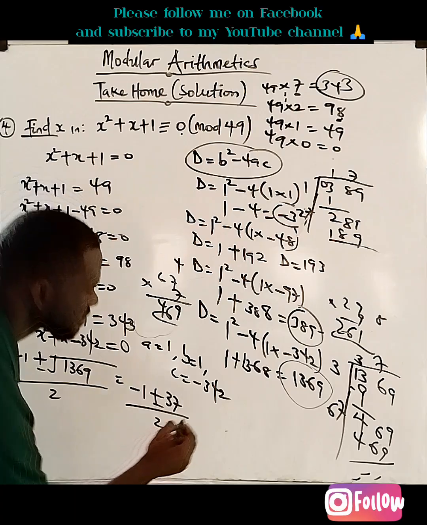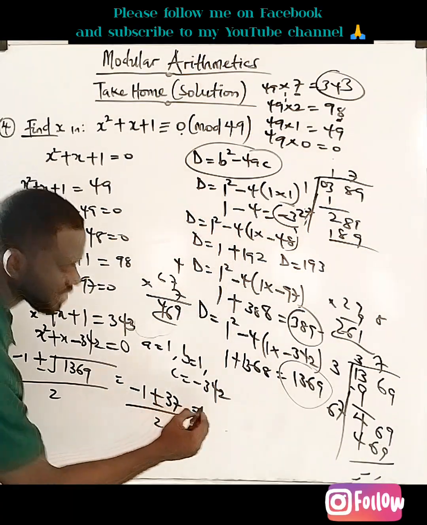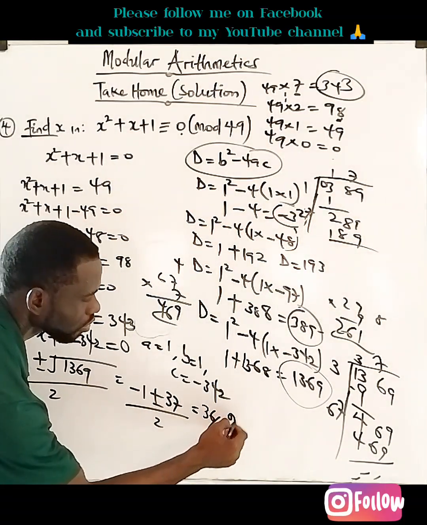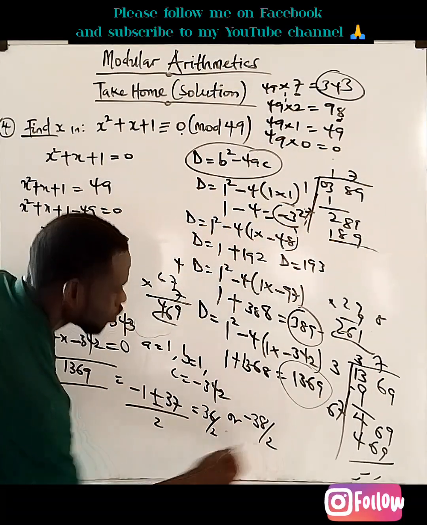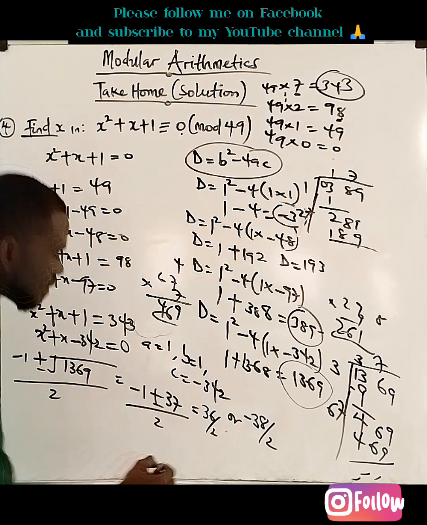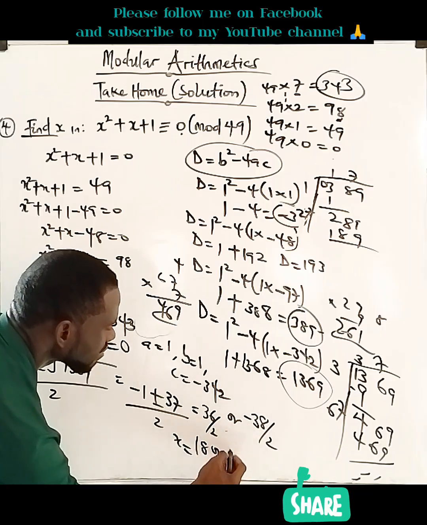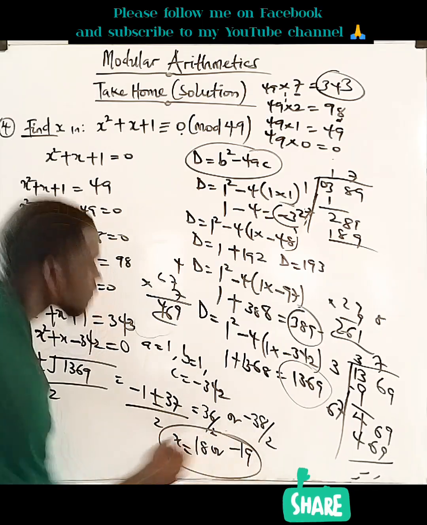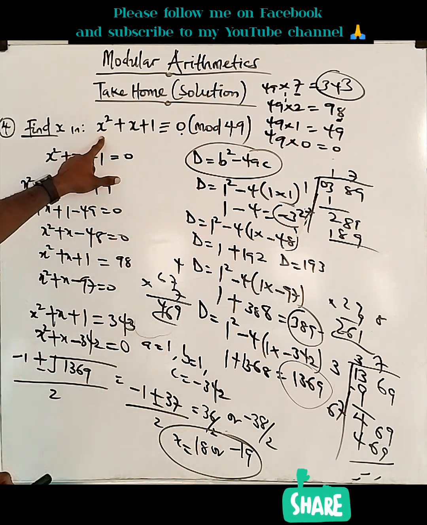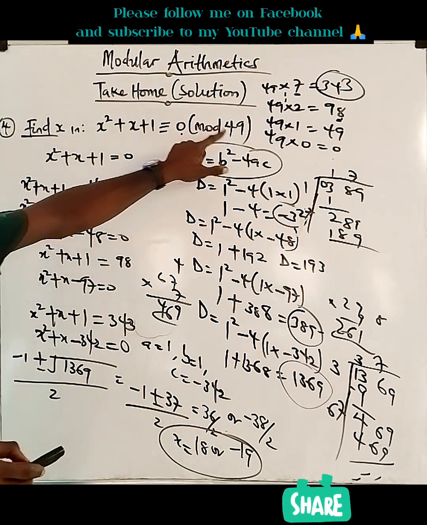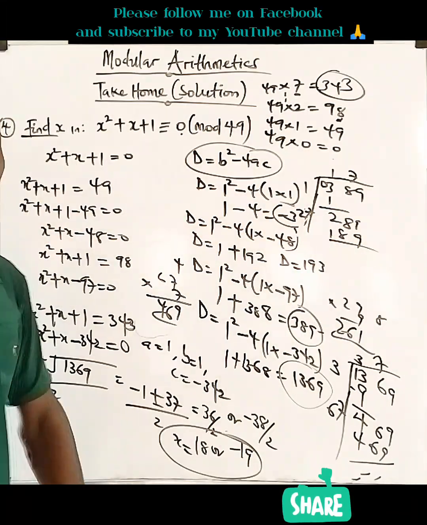So what do we have? The next thing is minus 1 plus 37, which gives 36 over 2, or minus 1 minus 37, which gives minus 38 over 2. So what's going to be the value of x? 2 into 36 is 18, or 2 into 38 is minus 19. Absolutely correct. Now if we substitute either of those values into this, we're going to get 0 modulo 49, as simple as that. So x is 18 or minus 19.